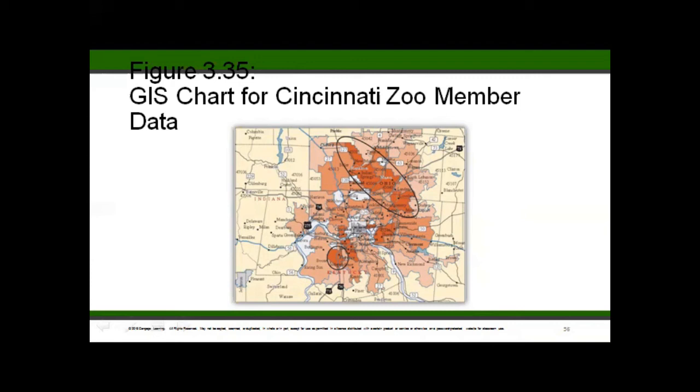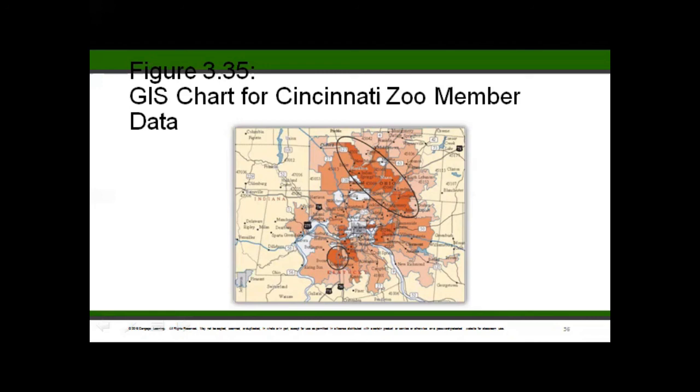The GIS chart in this figure combines a heat map and a geographical map to help the reader analyze this data set. There is a high concentration of zoo members in a band to the northeast of the zoo that includes the cities of Mason and Hamilton, as circled. Similarly, the city of Florence towards the southwest of the zoo.